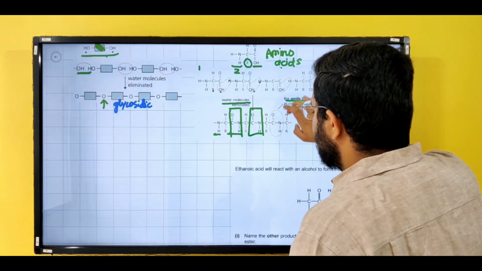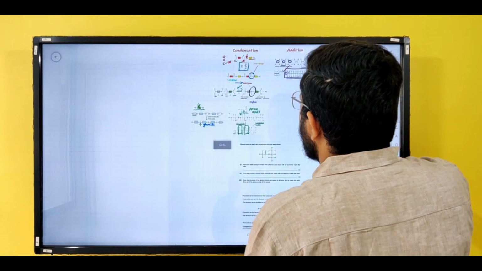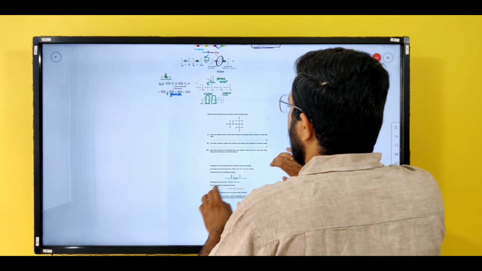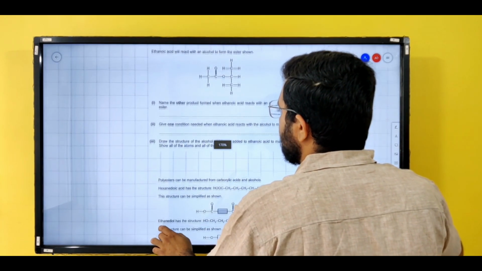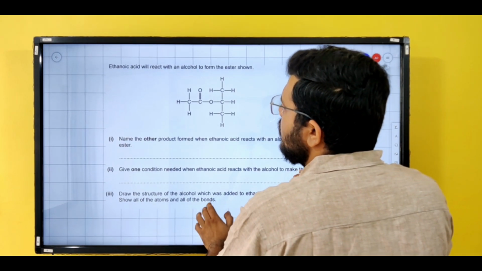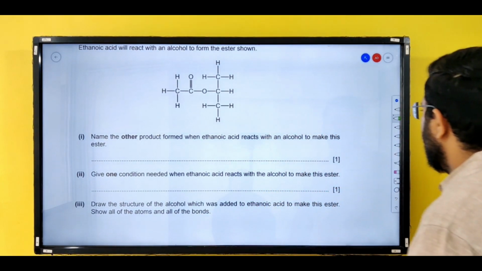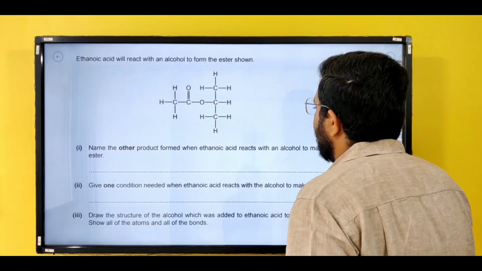Now, let us take up some questions so we can understand our topic better, right? This was all for understanding what polymers are. Now we'll start with the questions and try to apply whatever we have learned until now.